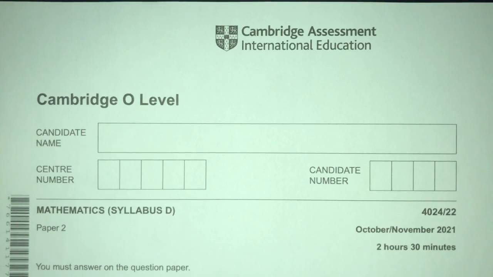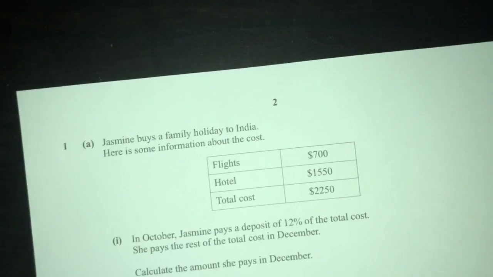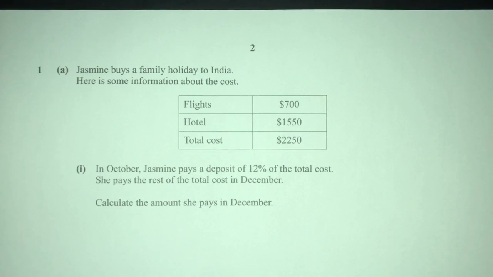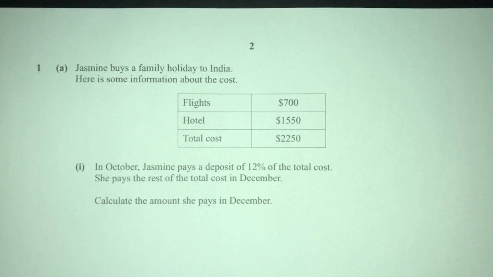Now, with that being said, let's move on to question number 1. So what do we have over here? We have Jasmine buys a family holiday to India. Here has some information about the cost. Now we have flights, hotel, and the total cost, as you can see on the table, right?